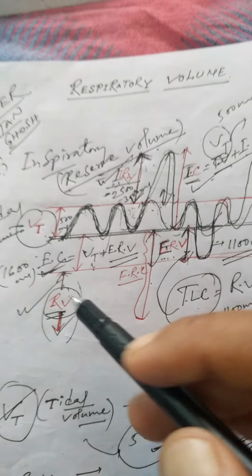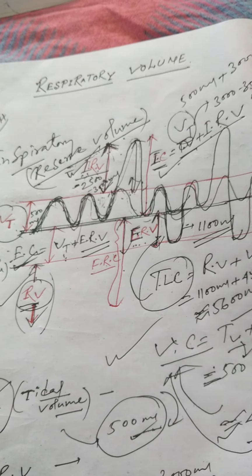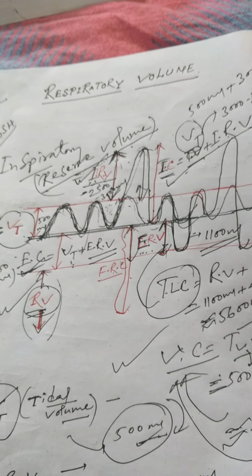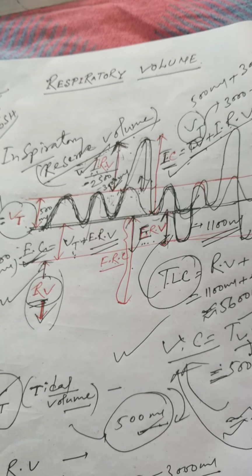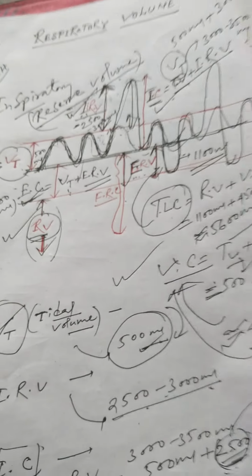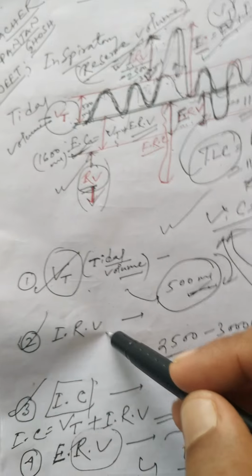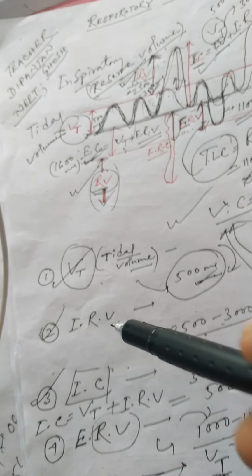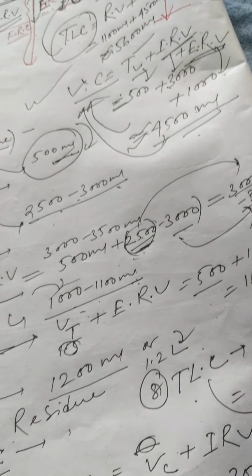So by this diagrammatic presentation, I have shown you how to remember for the NEET examinations the different volumes: the tidal volume, inspiratory reserve volume, inspiratory capacity, expiratory reserve volume, expiratory capacity, residual volume, vital capacity, and total lung capacity. So this is all about respiratory volume.